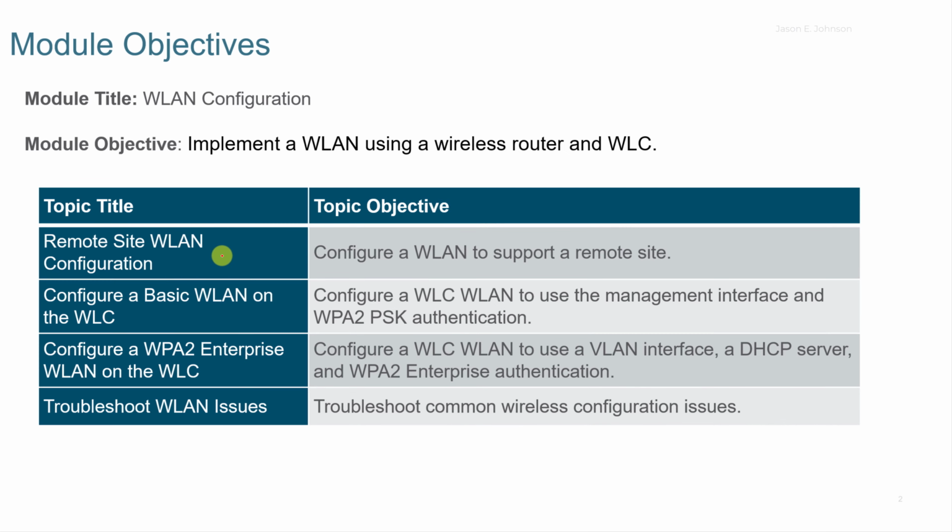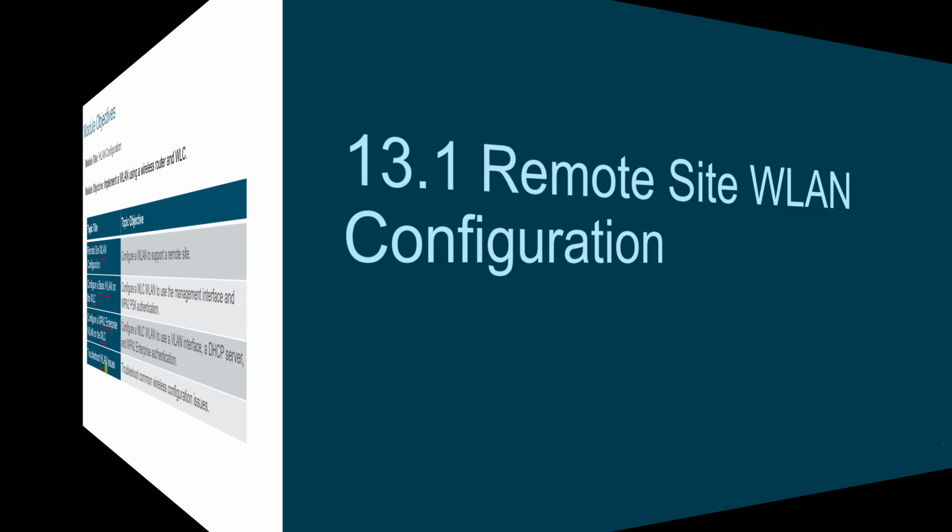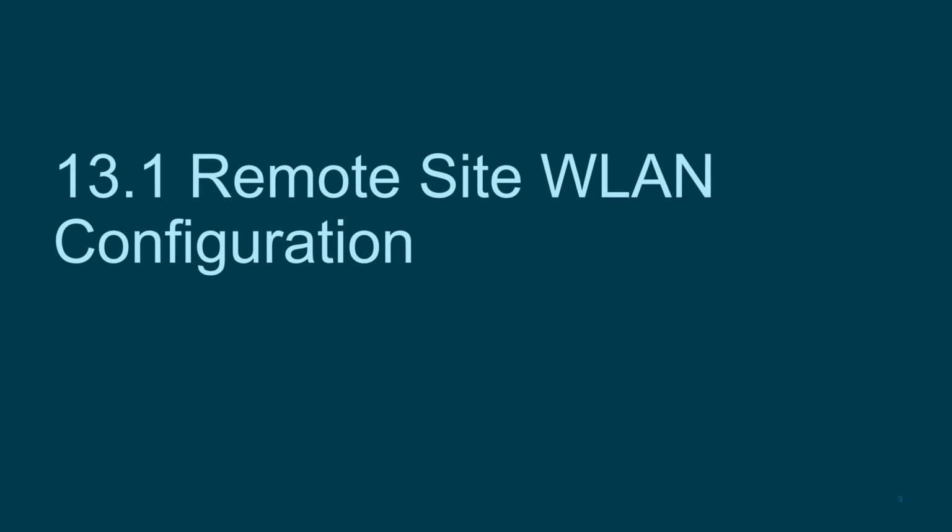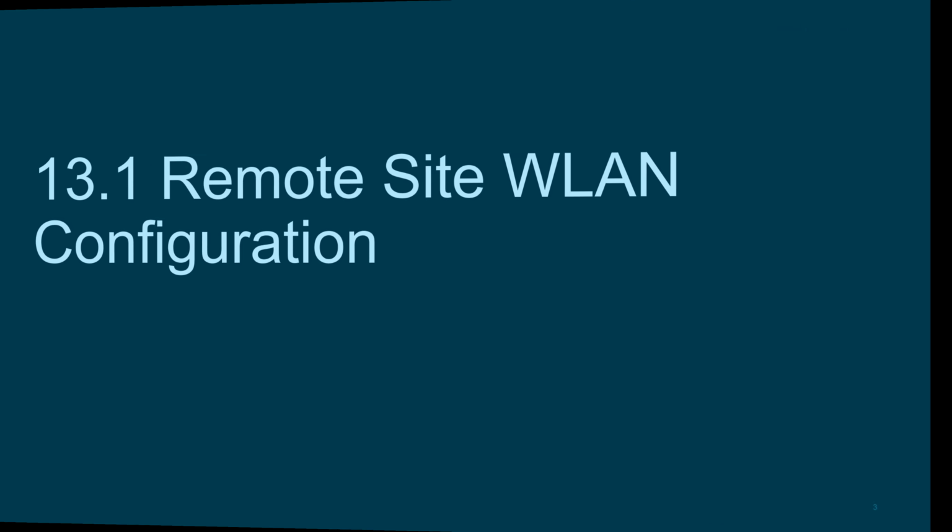In this video, we're going to look at 4 objectives: remote site wireless LAN configuration, configuring a basic wireless LAN on the wireless LAN controller, configuring a WPA2 Enterprise wireless LAN on the WLC, and troubleshooting WLAN issues. 13.1 Remote Site Wireless LAN Configuration.